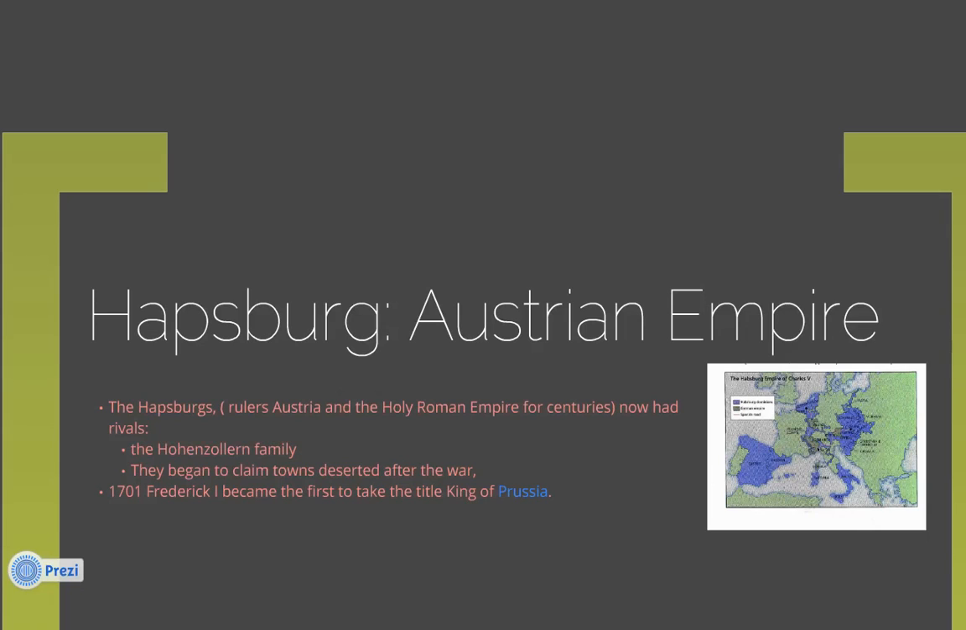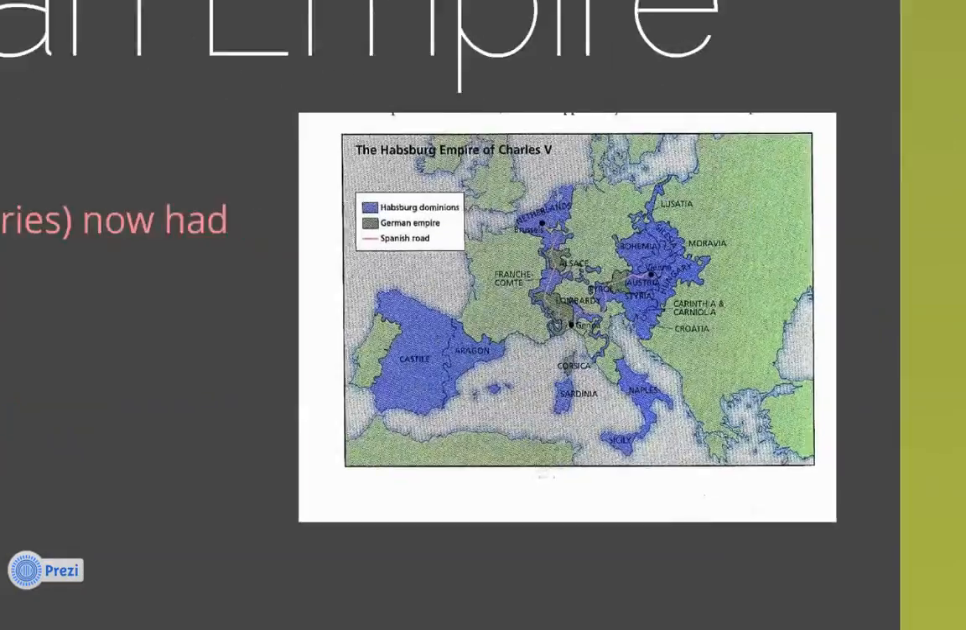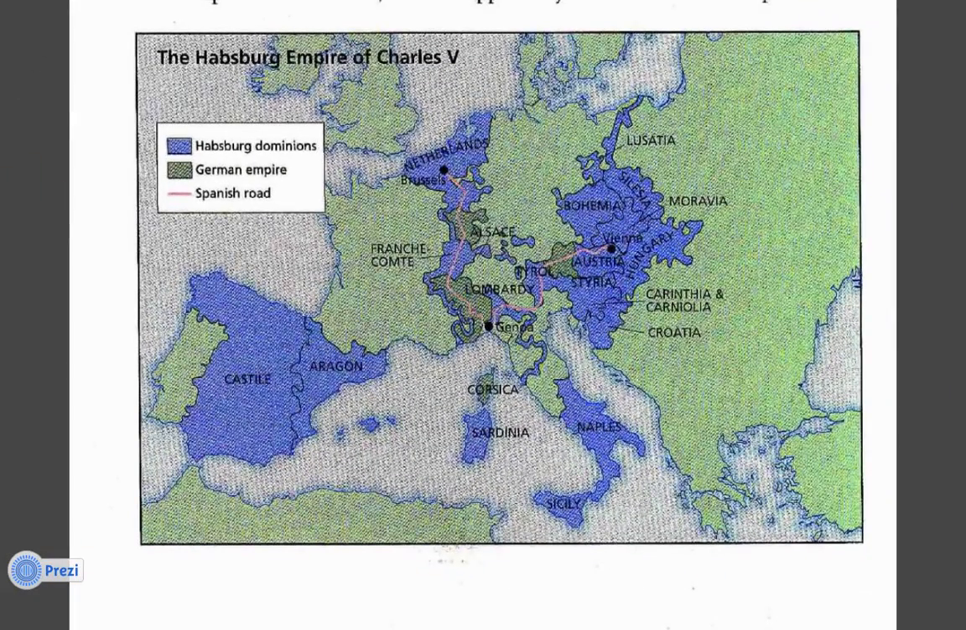And then eventually, in 1701, Frederick I is going to become the first individual to take the title as King of Prussia. So this land they acquire, they're going to eventually call it Prussia. You can look at this map right here. And you see the blue is the Habsburgs' dominion.